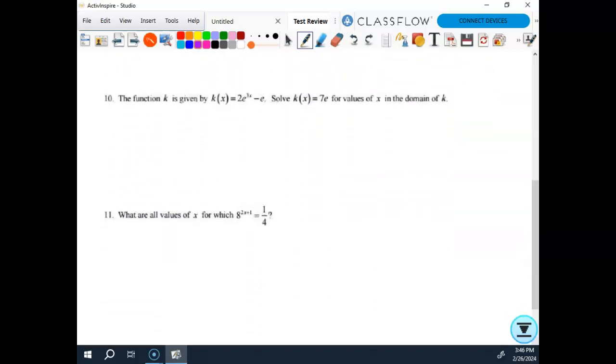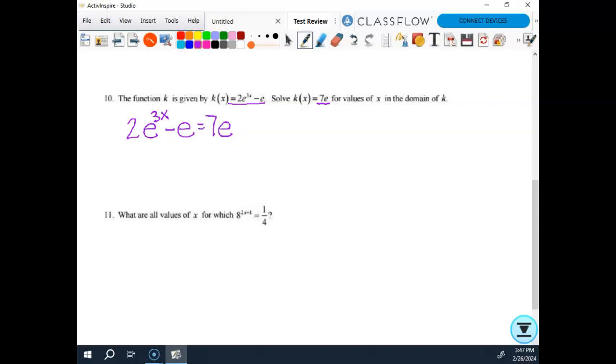Function k is given by this. Solve k of x equals 7e. This is k of x for all values of x in the domain of k. This is exponential, so the domain is all real numbers. So I just need to do 2e to the 3x power minus e equals 7e.